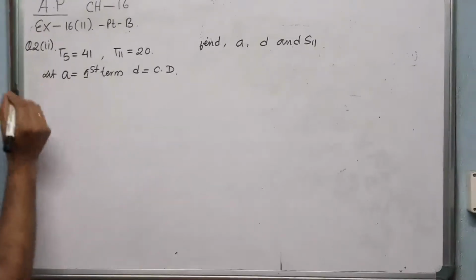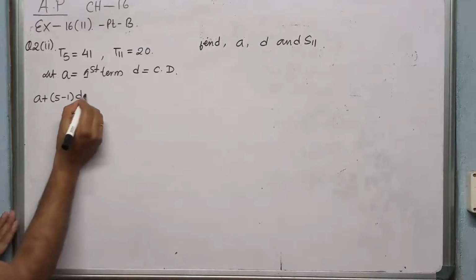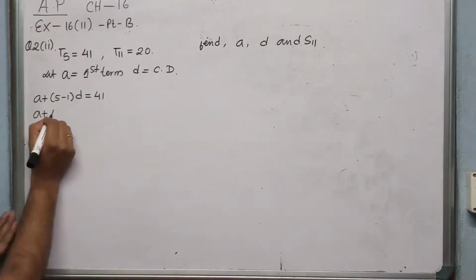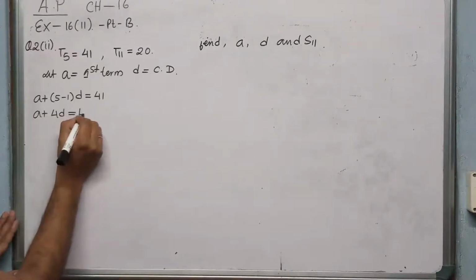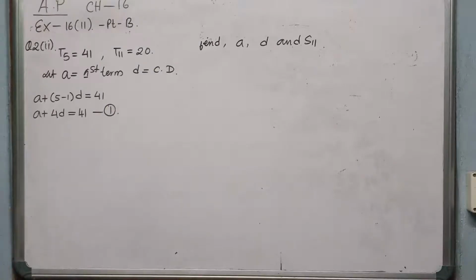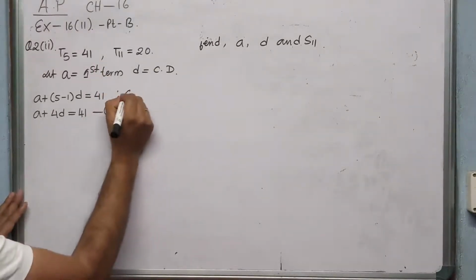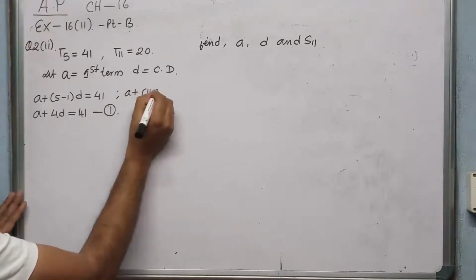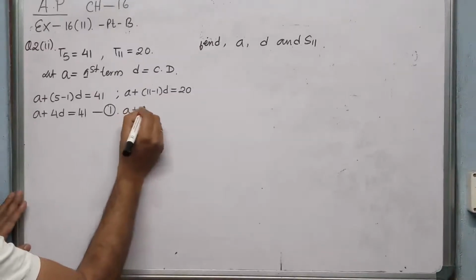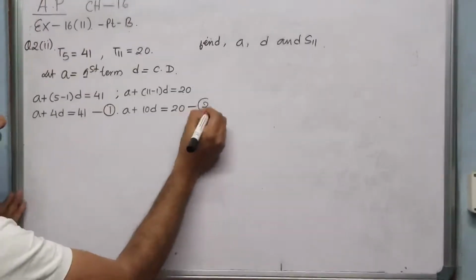Then T5 is given by A plus 5 minus 1 into D. How much is it? It is 41. Then A plus 4D is equal to 41. Let it be equation number 1. Similarly, I'll calculate T11. T11 is A plus 11 minus 1 into D is equal to 20. This is A plus 10D equals 20. Let it be equation number 2.